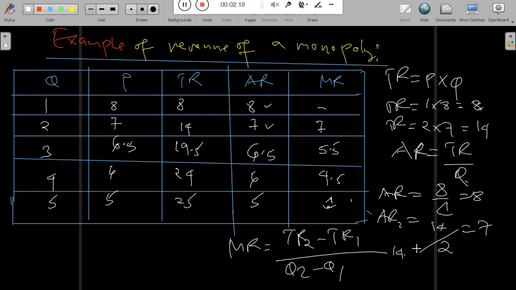The marginal revenue is given by taking the total revenue 2 minus total revenue 1. So that is 14 minus 8, then 2 times 1. As you can observe, marginal revenue is given by total revenue 2 minus total revenue 1, over Q2 minus Q1. So you get 14 minus 8, over 2 minus 1. The same applies, and you obtain the answer.